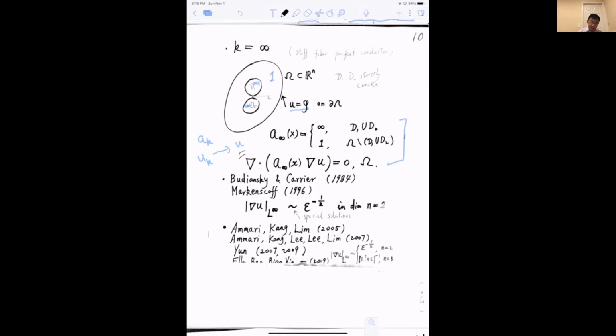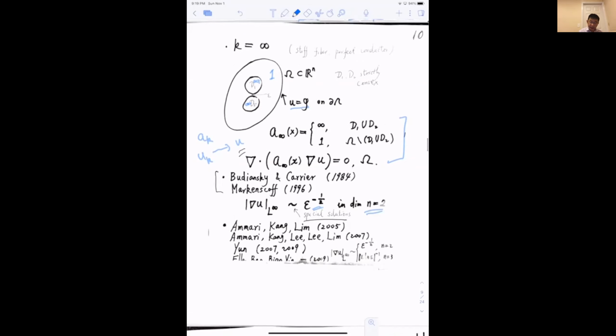So these are some kind of engineering work. One is a book, one is a paper. So what they are interested in, they actually showed some special solutions, and they show that the behavior in n equal to 2 is this behavior. So they showed it by examples. And then Ammari, Kang, and Lim, this is the first work for K equal to infinity.